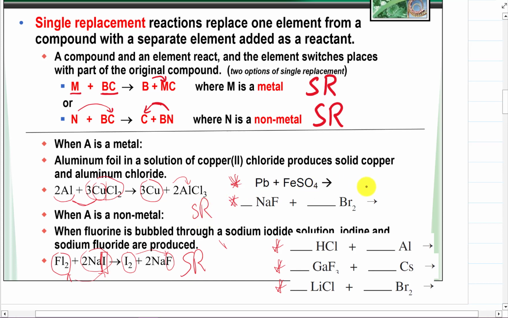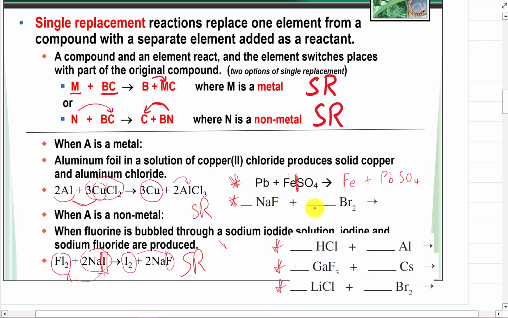Okay, so those are all single replacements. Now let's take a look at predicting. Now that we're seeing this for the first time, let's predict it. Yes, these are not on your notes. You could jot them down to the side or just watch. Lead is a metal. So of this iron sulfate, which one's the metal? The Fe, the iron. So the iron's going to come on out, and we're going to get Pb and SO4. Now we will have to balance that. That's not going to be the correct compound, right?